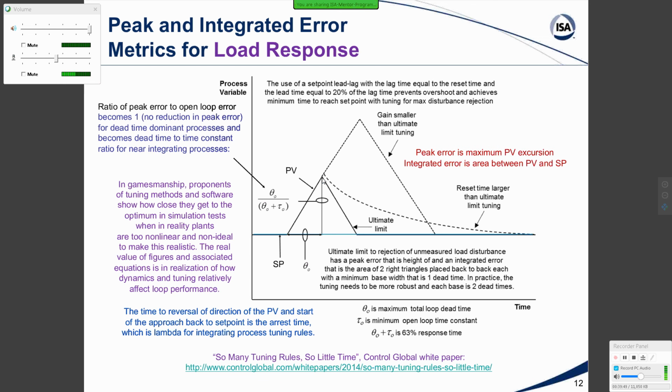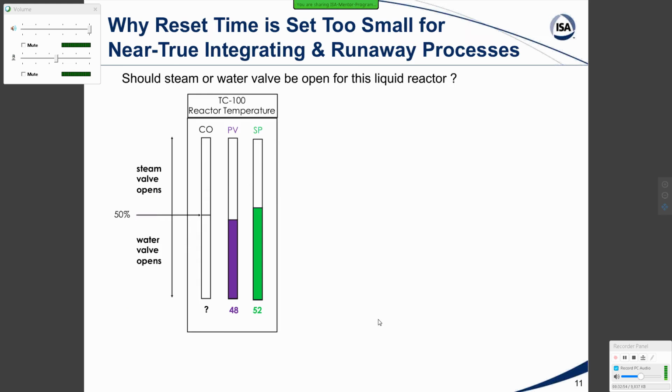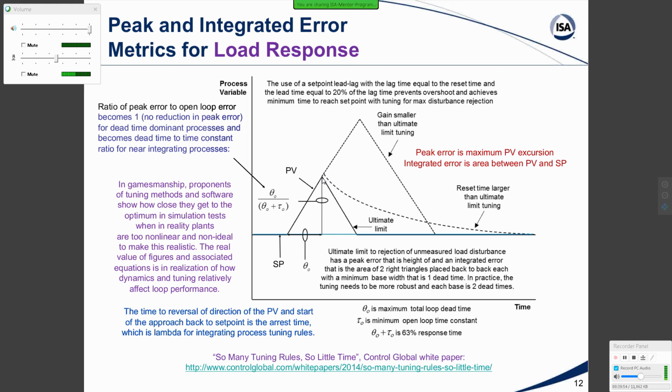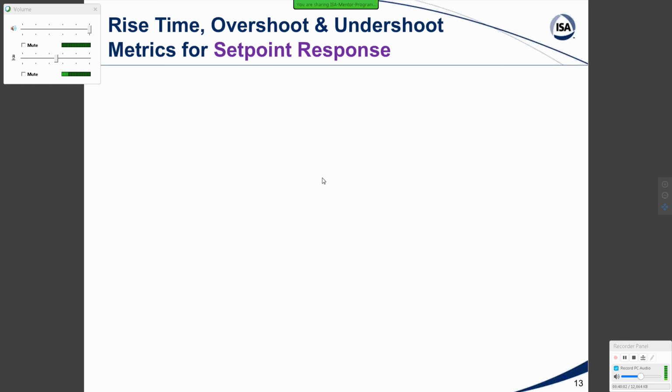And to give you an idea of all the different tuning rules and how we get obsessed with them, really, and we're not focusing on understanding the principles and applying fundamentals, you can go to this white paper.